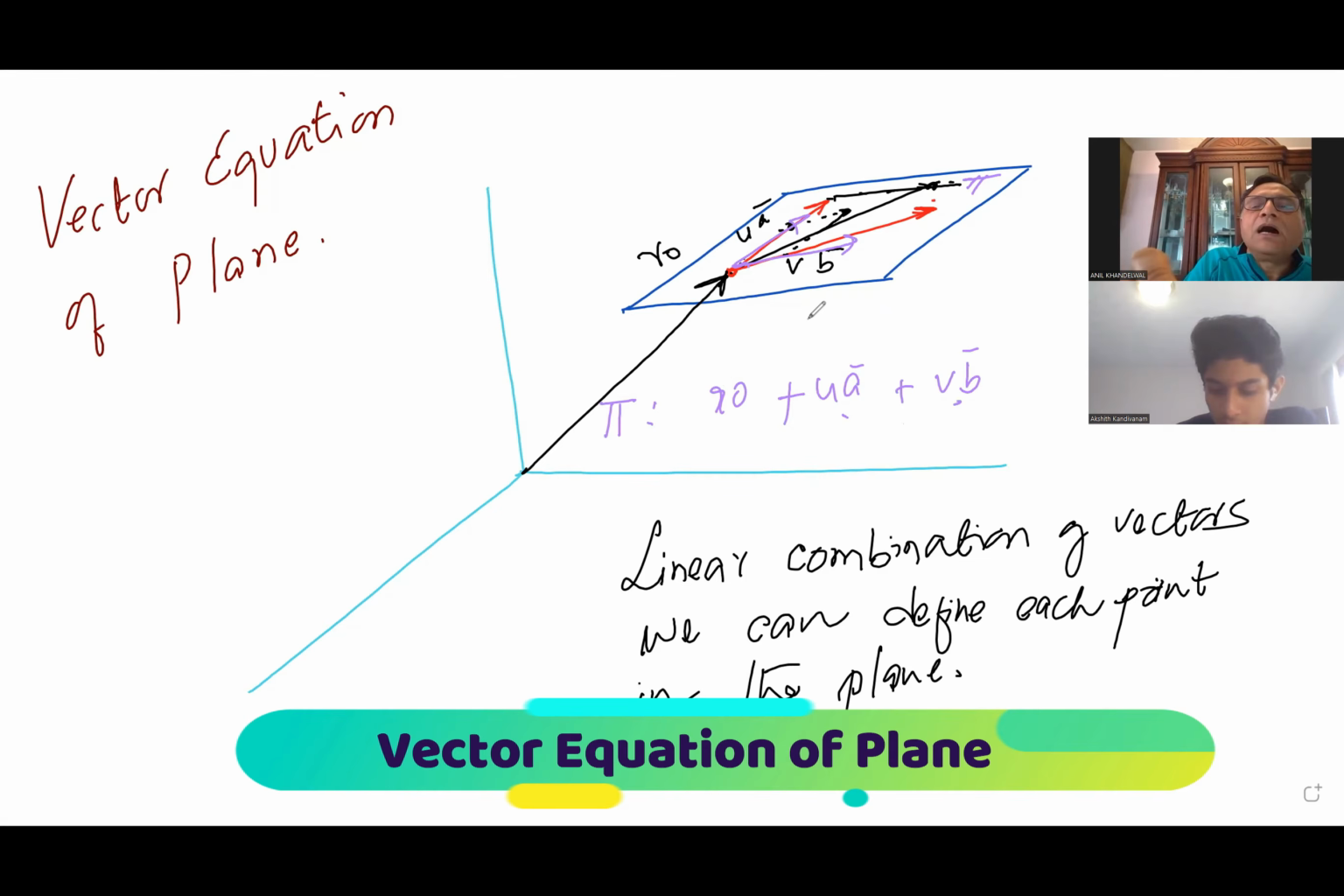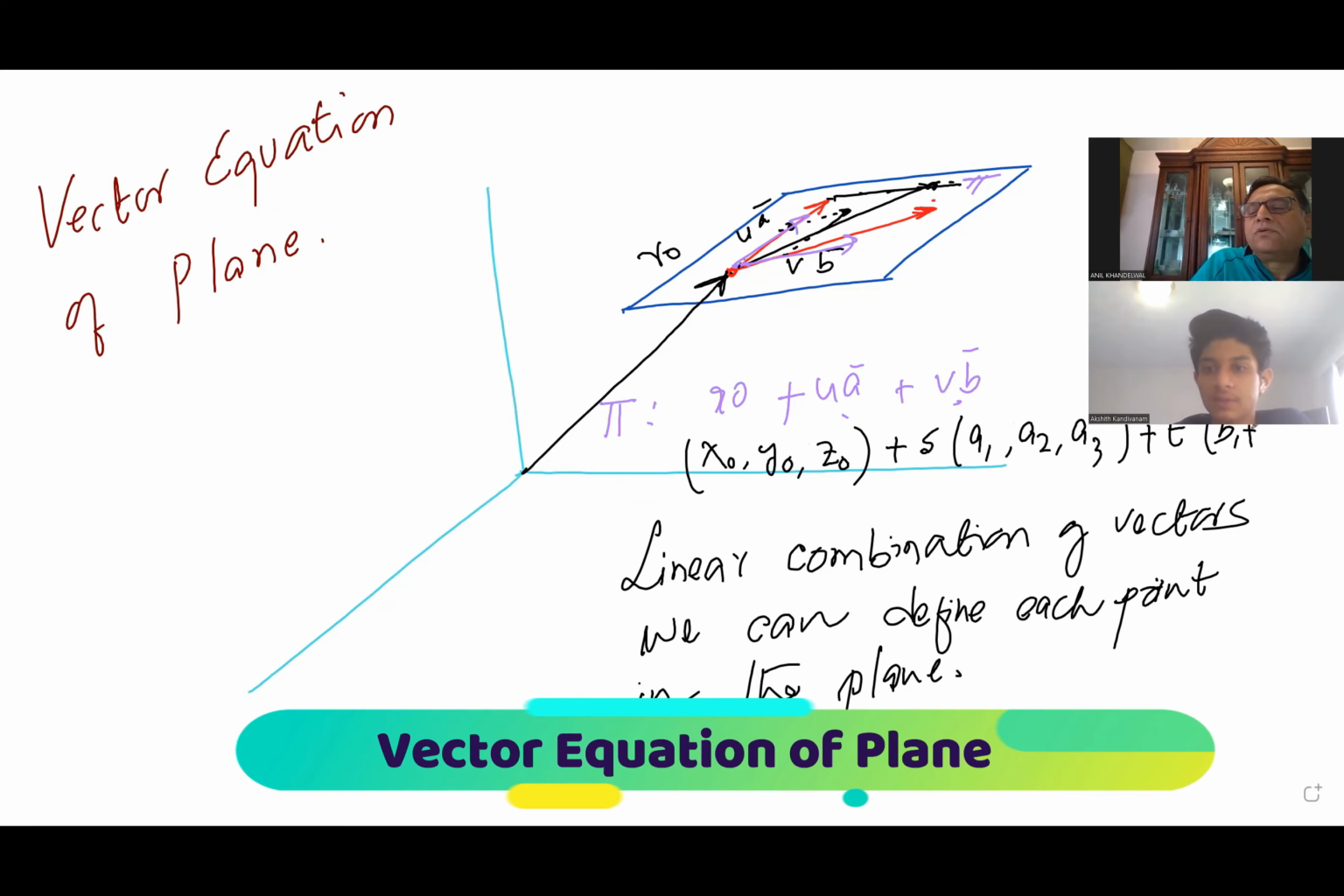So in a way, I could say x0, y0, z0 is the initial point. That makes up R0, plus s times, let's say, a1, a2, a3, plus t times b1, b2, b3, where s and t are parameters. S and t belong to the real numbers. So what is happening here is that we have two parameters.